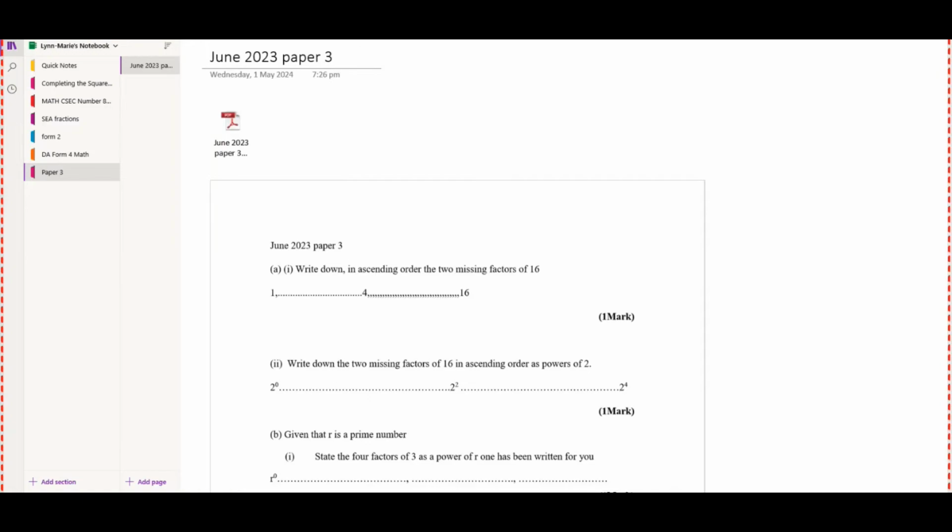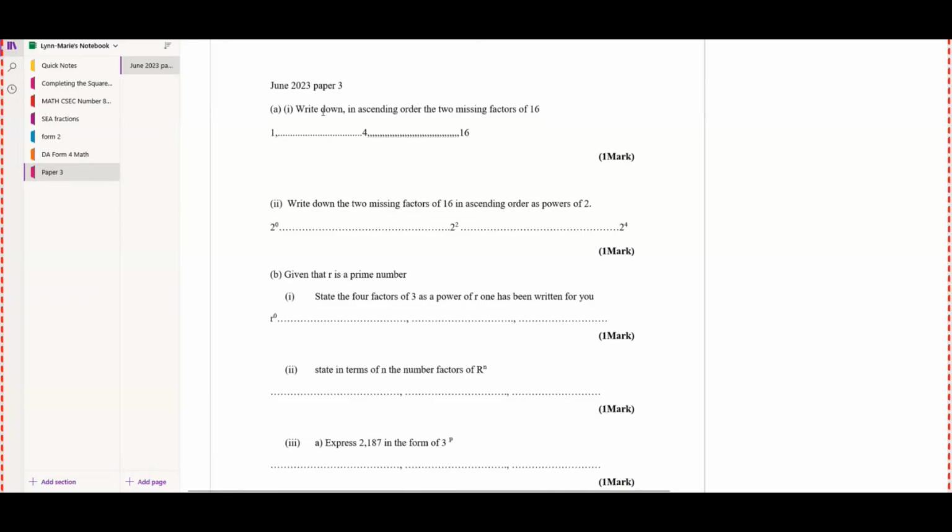Okay, hi everyone. Today we're going to do paper 3, 2023. All right, the first question is: write down in ascending order the factors missing for 16.